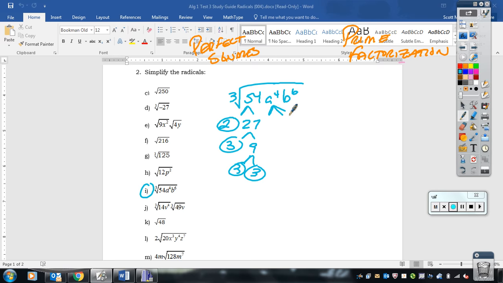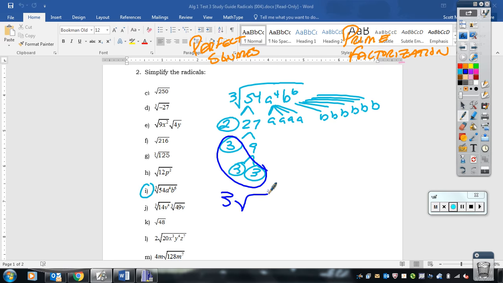Come back to that. A to the 4th is, of course, 4 a's. B to the 6th is 1, 2, 3, 4, 5, 6 b's. The difference between square roots and cube roots is that with square roots you're looking for pairs, 2, and with cube roots you're looking for groups of 3. There is a triplet, 3 3's, that goes on the outside. 1 solo, 2, inside. Remember, it's the cube root. A trio of 3's on the outside, 1 a on the inside.